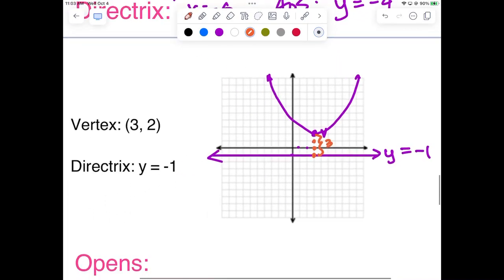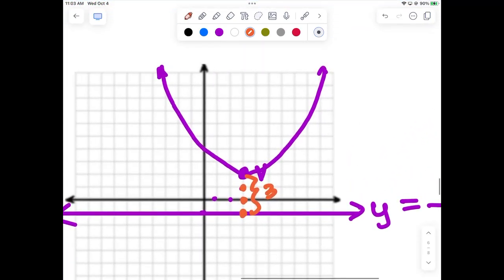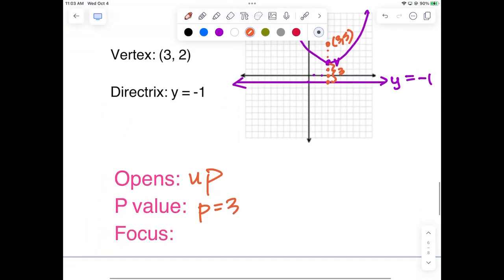So what should the p-value be? Good. It's positive 3 because it opens up. I would have to go 1, 2, 3 right here, and that would be the point 1, 2, 3, 1, 2, 3, 4. That would be the point (3, 5). So p is positive 3. And then your focus, we said, is (3, 5).